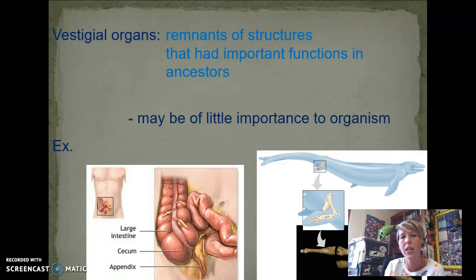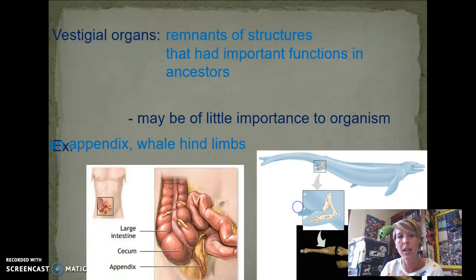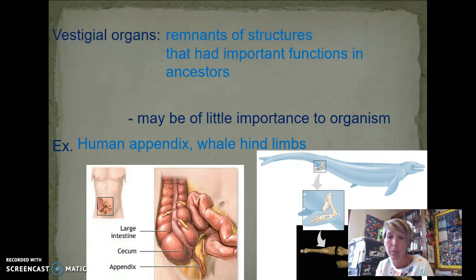These are structures that are remnants of structures that had important functions earlier in time but no longer do. They may be of little importance to an organism. So it just shows us that we have changed through time, that there are changes in our environment that have made it so we don't even need structures in our own bodies. Examples of vestigial structures would be our human appendix, which there's a lot of suggestion out there housed bacteria for the digestion of raw meat, which we don't typically have to do anymore.